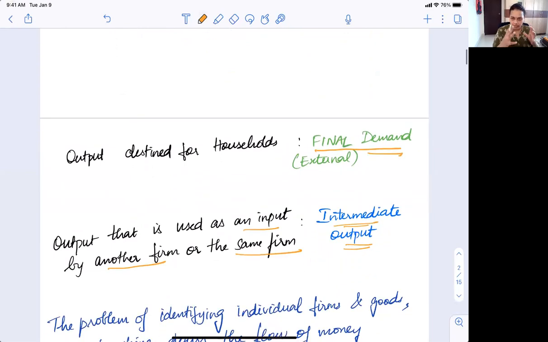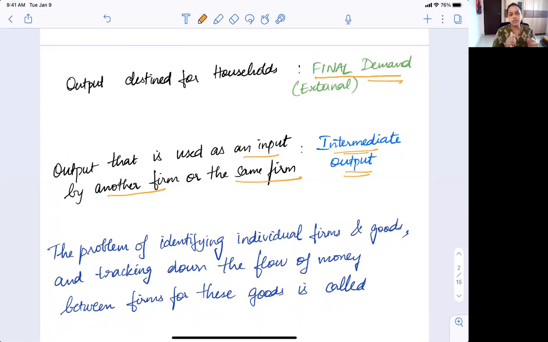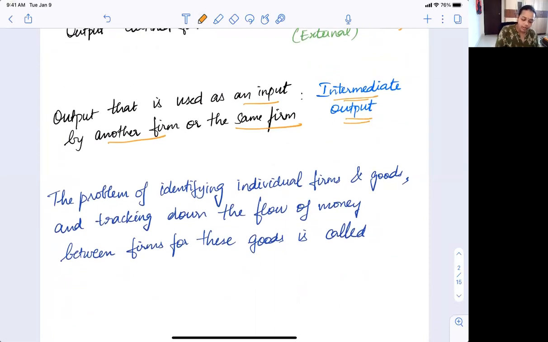Now, all of these terms are in the context of input-output analysis. Input-output analysis actually deals with the flow of these inputs between industries and amongst themselves, as well as the flow of goods and services between these firms. So that's what input-output analysis actually deals with. So it's the problem of identifying the different firms and goods, and then tracking down the flow of goods as well as tracking down the flow of money for these goods. That is called input-output analysis.